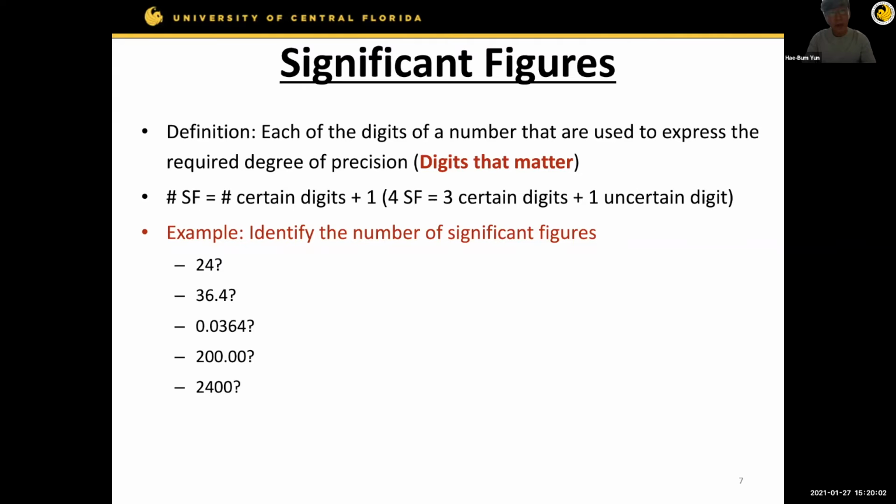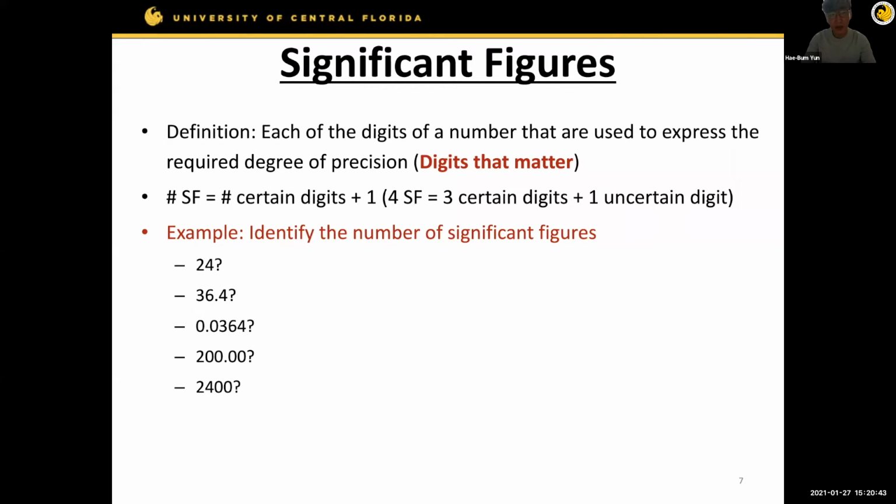So the definition of significant figure is each of the digits of a number that are used to express the required degree of precision. So this is something about the precision of the numbers. And when you talk about precision, we have to be consistent. That's why we have to use the significant figure correctly. So the number of significant figures is the number of certain digits plus 1. That means 4 significant figures is equal to 3 certain digits plus 1 uncertain digit.